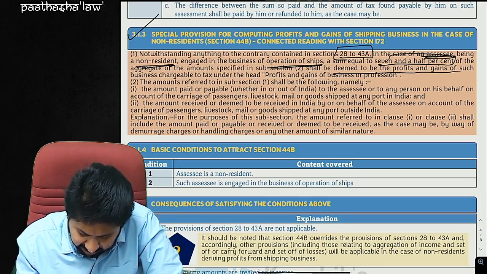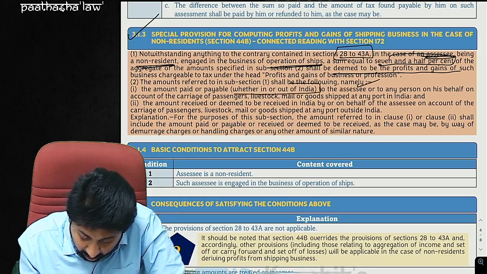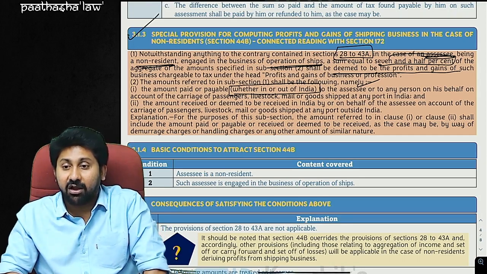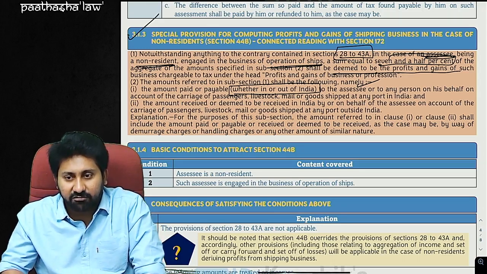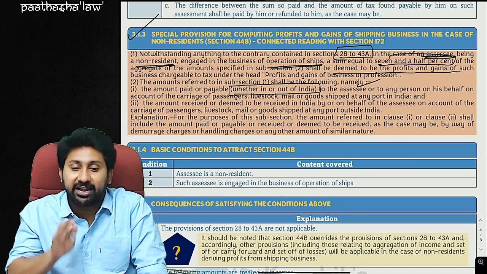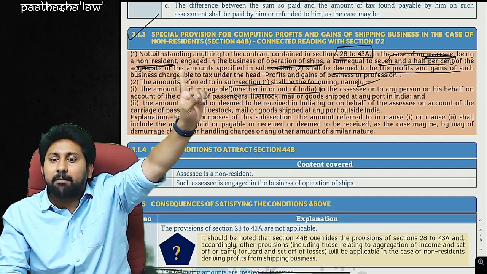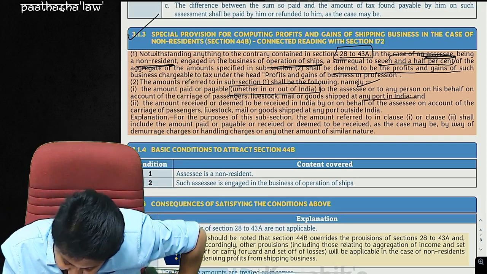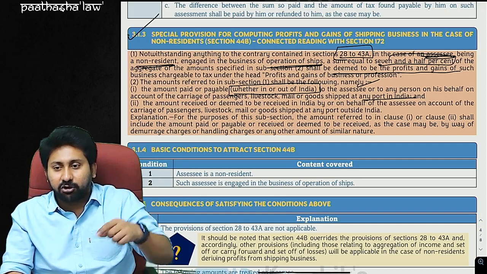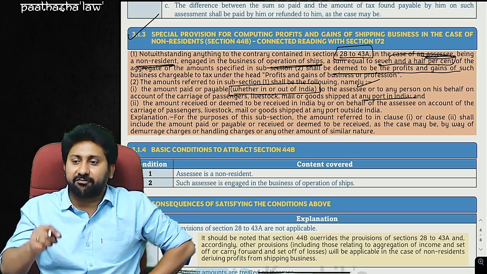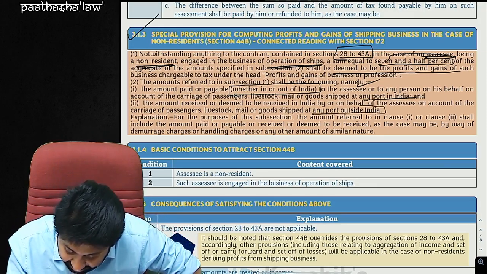The amounts referred to in sub-section 1 shall be the following, namely: the amount paid or payable, whether in or out of India, to the assessee or to any person on his behalf on account of carriage of passengers, livestock shipped at any port in India. Collection may be made either in India or outside India, irrelevant, but goods are shipped at a port in India. So there also a port in India, but here a small addition: amount received or deemed to be received in India by or on behalf of an assessee on account of carriage of passengers, livestock, mail shipped at any port outside India.